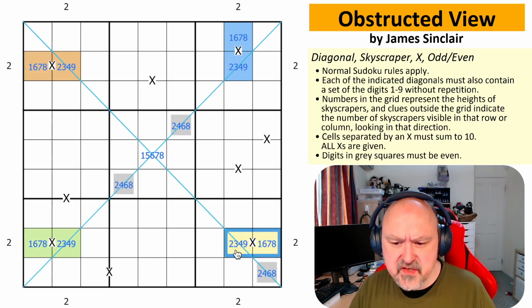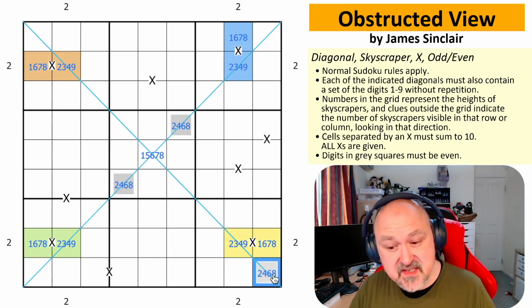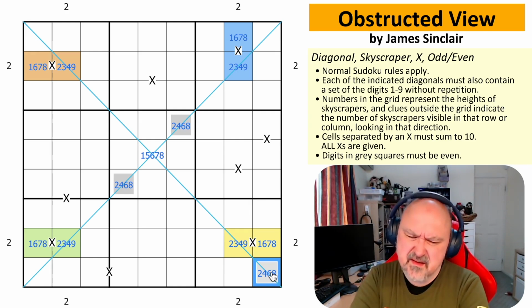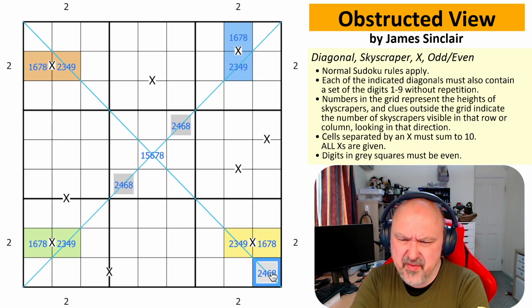So this couldn't be 2, 8. So this would be 3, 7 or 4, 6, because the 8 would be there, which means this isn't 8. But I mean, I could start investigating all the way around with that, but there's got to be a logical path.